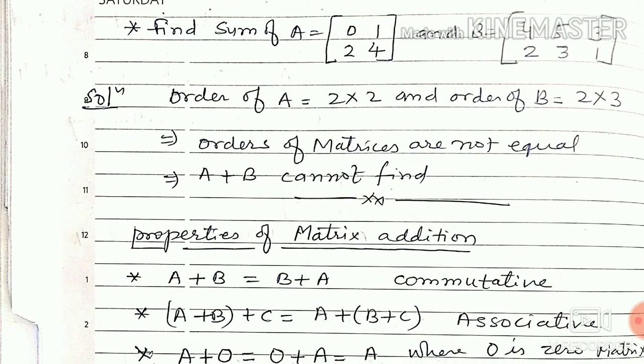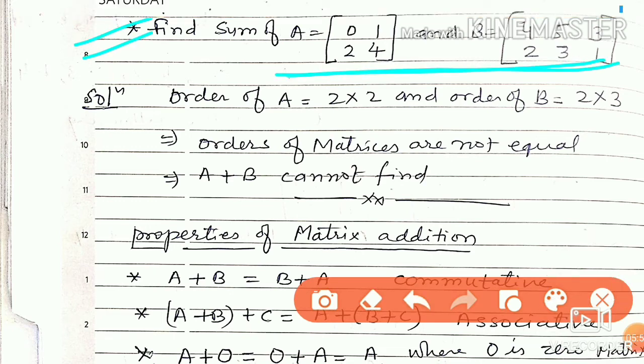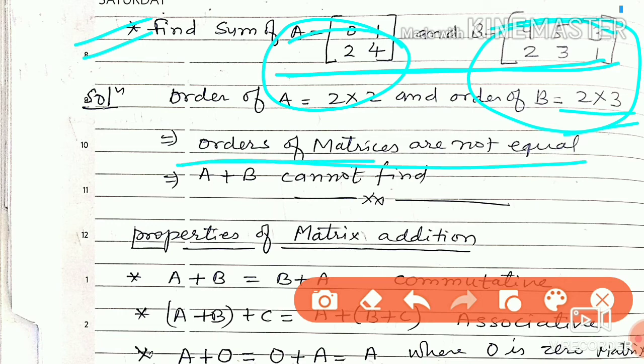Look here, you are given this question, and you have to find the sum of these two matrices. First, what is the order of the first matrix? The order of the first matrix is 2 into 2. What is the order of the second matrix? 2 into 3. Since the orders are not equal, we cannot find the sum.